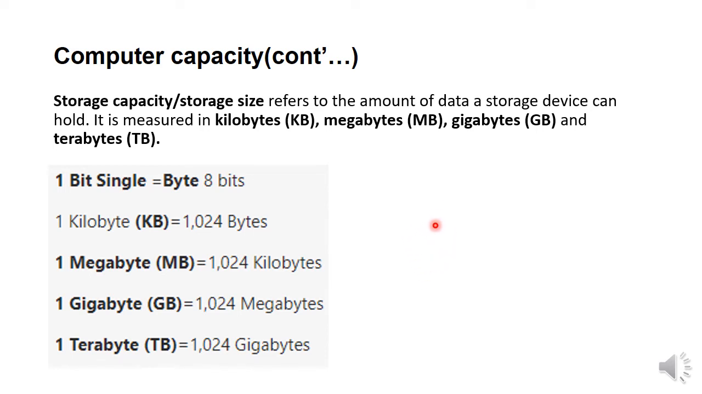So keep in mind that 1 byte is always equal to 8 bits, and 1 kilobyte is equal to 1024 bytes. 1 megabyte is equal to 1024 kilobytes. 1 gigabyte is equal to 1024 megabytes, whereas 1 terabyte will be equal to 1024 gigabytes. So we can use the following table to convert one measurement unit into another one.